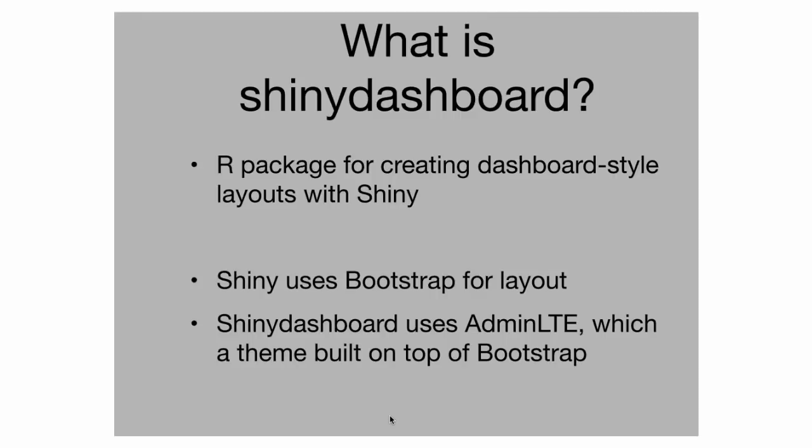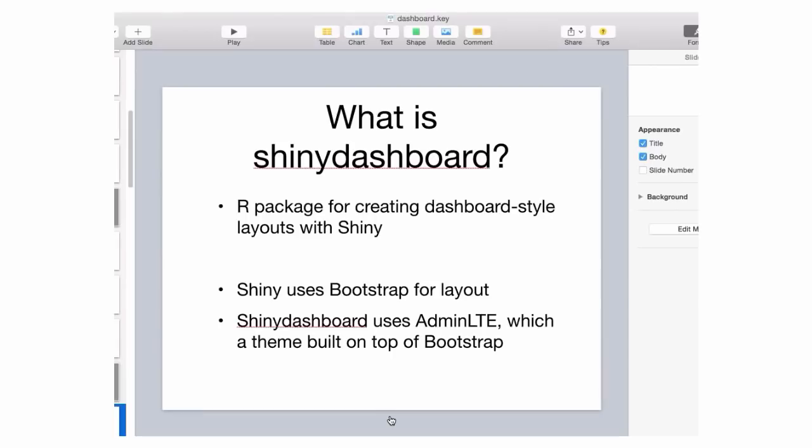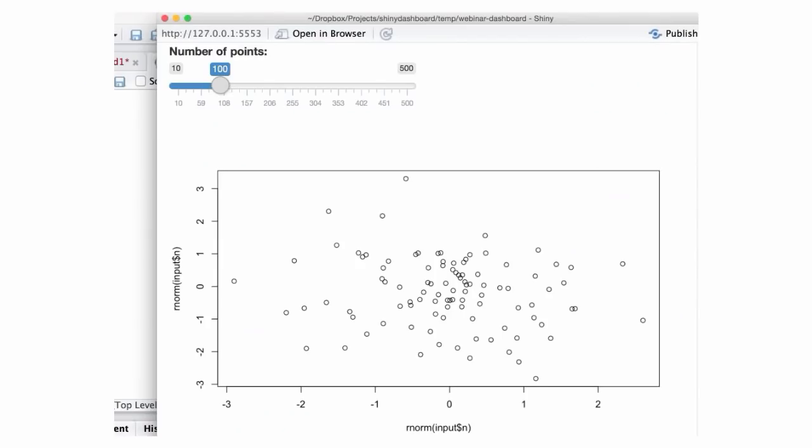So now that example Shiny app that we just saw, I'll run it again. It's very bare bones looking. It's just a white background. There's a slider here, and this plot, it's all black and white.